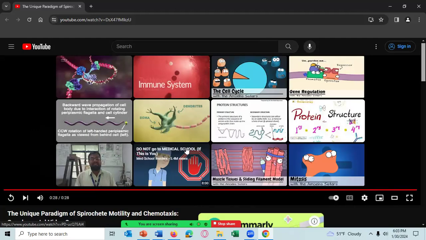The important part is this is moving in a corkscrew type movement. It's thought that this corkscrew type movement can allow some human pathogens to actually burrow through the mucous membrane.